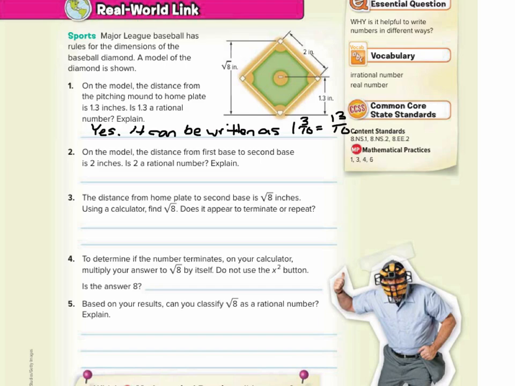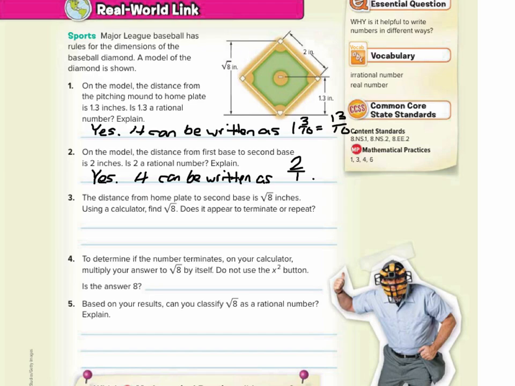Is 2 a rational number? Well, similarly, yes. It can be written as 2 over 1. The distance from home plate to second base is the square root of 8 inches.